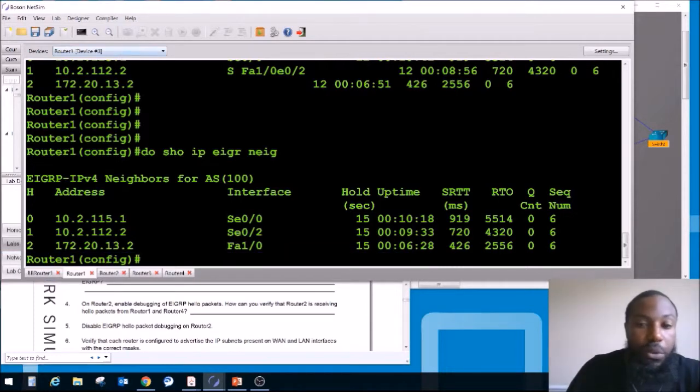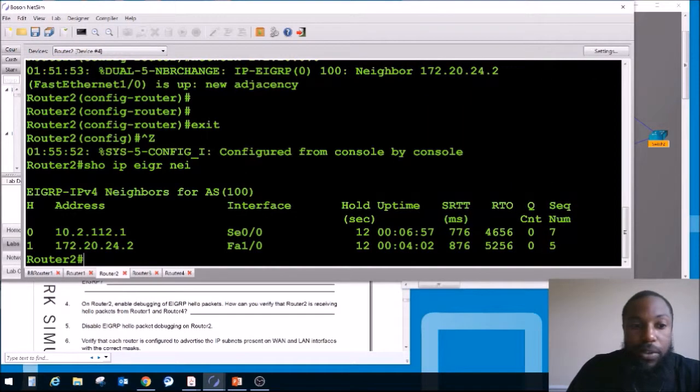All right, so task 4 on router 2, enable debugging on EIGRP hello packets. So we're going to go to router 2, enable debugging on EIGRP hello packets.